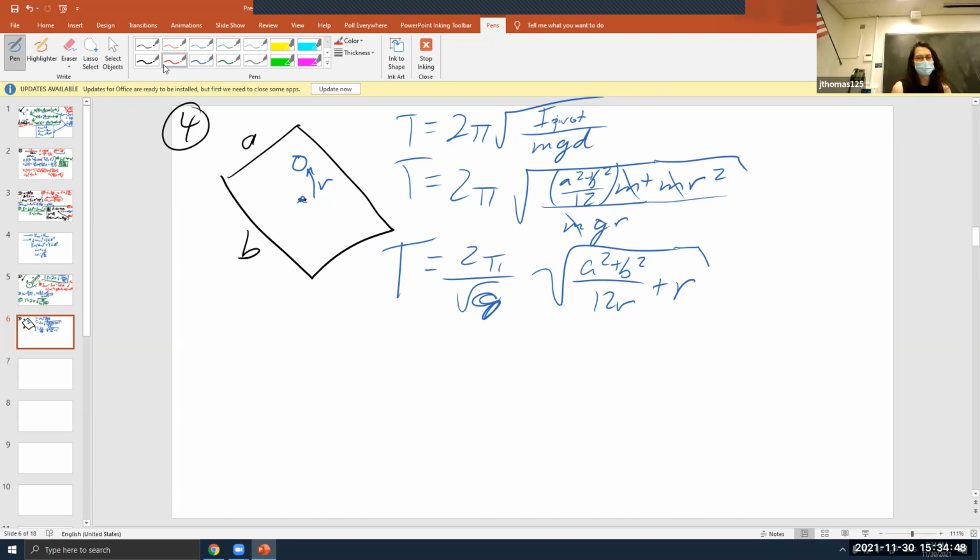All right, so this could be a very messy derivative. I'm waving my hands quite a bit here, but I'll just mention that if we want this whole period function to be at a minimum, since it is always going to be positive, we can also just minimize what is underneath the square root. So we're going to do d/dr, the derivative with respect to r, of just the stuff underneath the square root, (a squared plus b squared) on 12r, plus r.